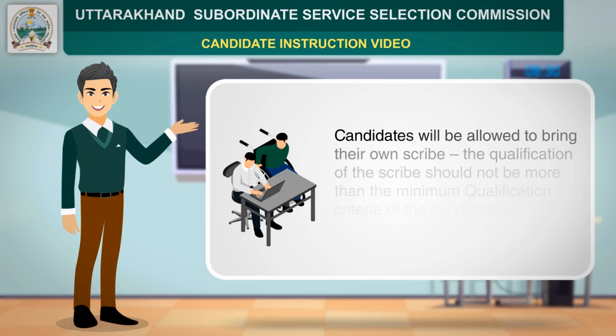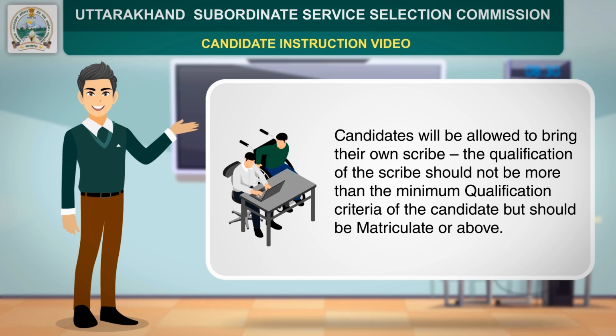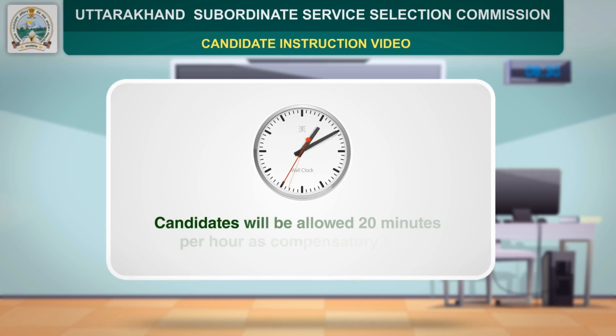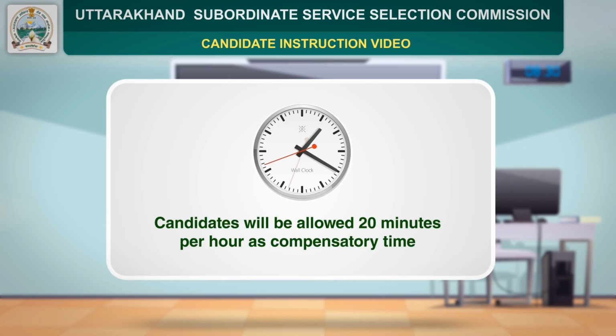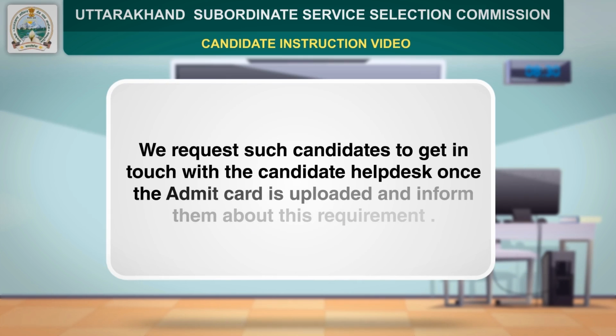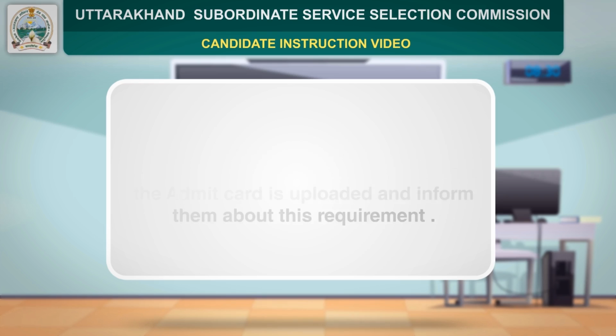Candidates will be allowed to bring their own scribe. The qualification of the scribe should not be more than the minimum qualification criteria of the candidate but should be matriculate or above. Candidates will be allowed 20 minutes per hour as compensatory time. We request such candidates to get in touch with the candidate help desk once the admit card is uploaded and inform them about this requirement.